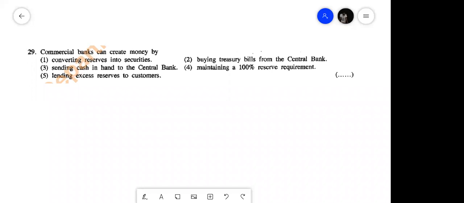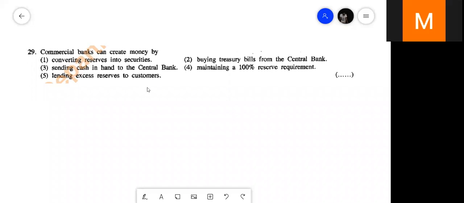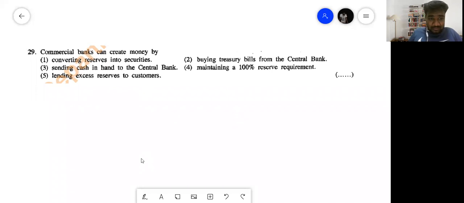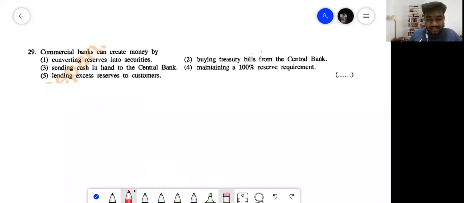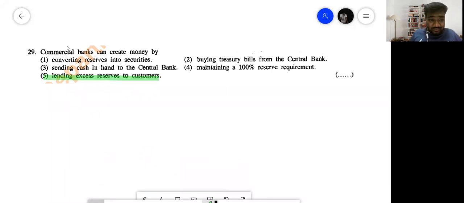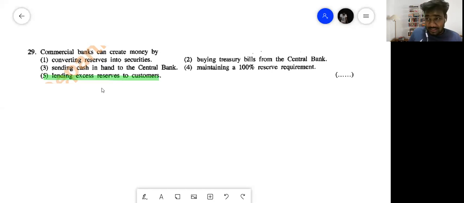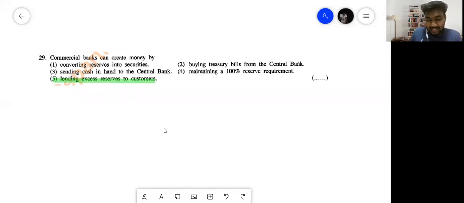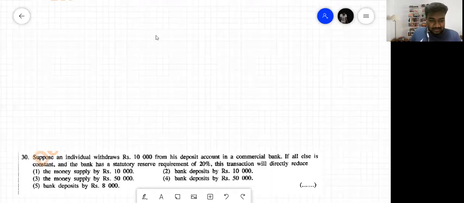How does this whole credit creation thing work? Commercial banks can create money when they give loans, right? It's their excess reserves that they give out as loans. So if commercial banks can create money by lending excess reserves to customers, they can definitely create some credit, create money. So 29, answer number 5.